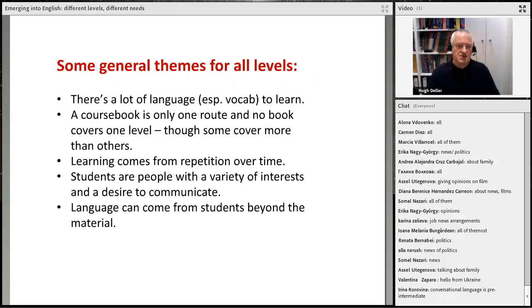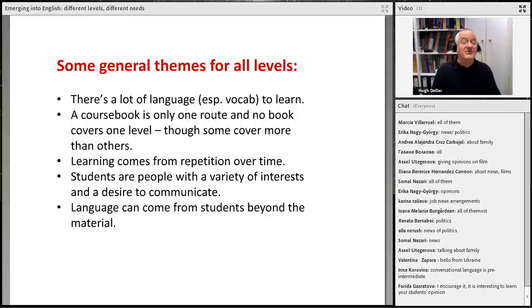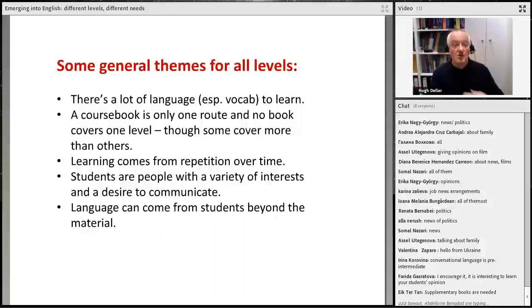And for me, this is problematic, I think, because I believe certain general principles about teaching all levels as a teacher and as a writer. And one general theme at all levels is there's a lot of language to learn, okay? Especially vocabulary, but not only. Another general principle is that the course book is only one route. No course book can cover all of one level, though I think some course books do cover more than other course books do. I think learning comes from repetition over time.